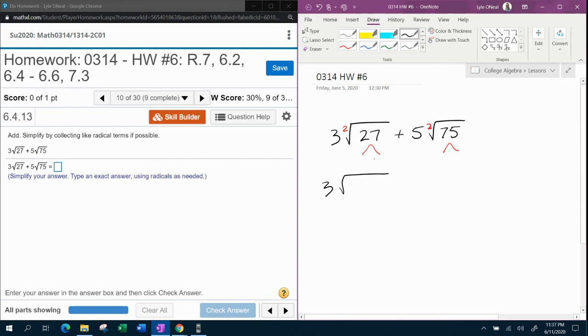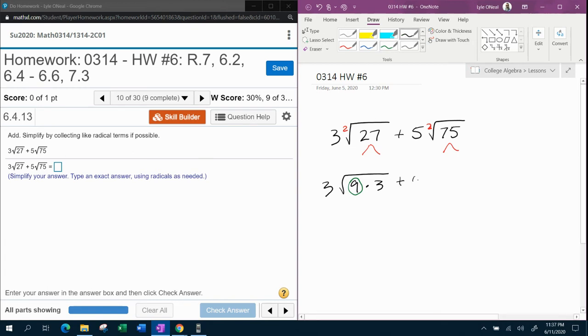That means numbers that multiply to make 27, one of which is a perfect square. And I hope it doesn't take you too long to come up with 9. 9 times 3, 3 times 9 is 27. Notice that 9 can square root. 9 is a perfect square.